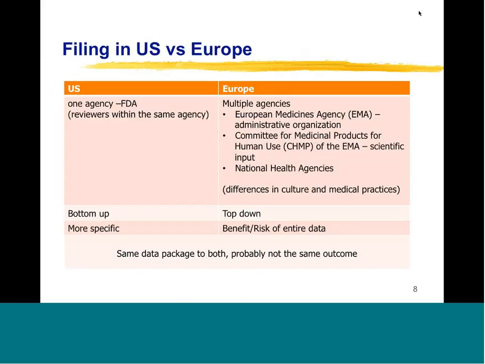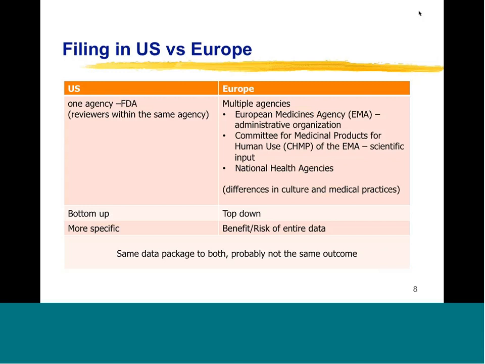Let's move to the next slide, which speaks to what you file. What are some of the differences between filing in the U.S. versus Europe? There could be certain advantages. For example, there are centers in Europe that do certain studies that you may want to use. But ultimately, you would have to file in a given country to get approval in that country. The FDA is one agency, and basically the reviewers are in the same agency. Europe is very complicated. They actually have many agencies. There is the European Medicines Agency, EMA. It's really an administrative organization.